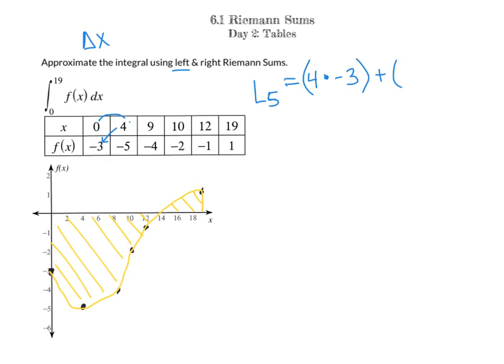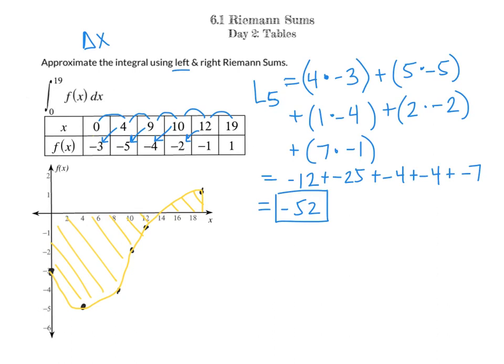Our second rectangle is going to use the next delta x. This delta x here is 5, 9 minus 4. So that's the base length of that rectangle. Then we're going to use the left height, which is -5. I'll do one more and then let you practice the next two. This next delta x here is only 1, 10 minus 9, and then the left height of 4. Go ahead and try the next two and then get your final answer. Okay, so we end up getting our left Riemann sum to equal -52.